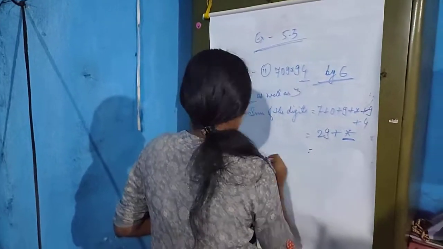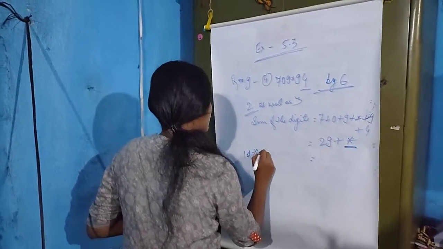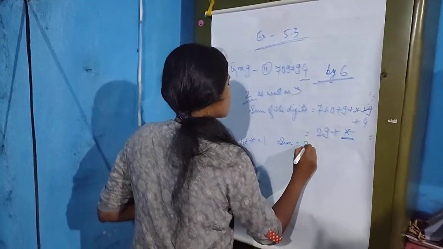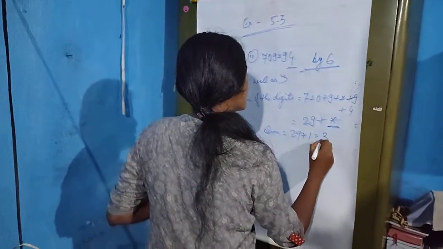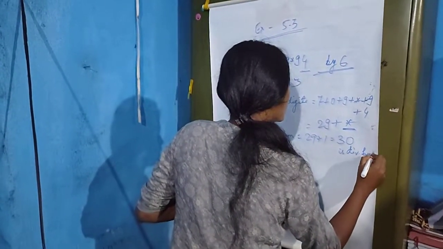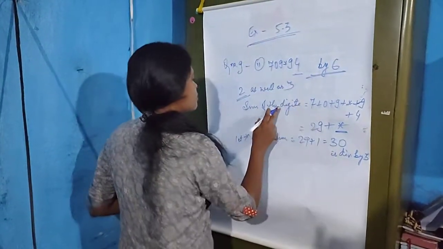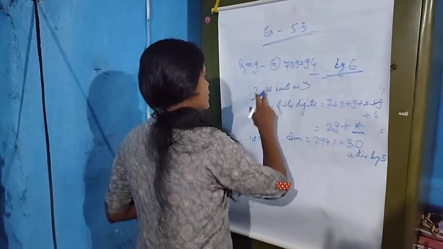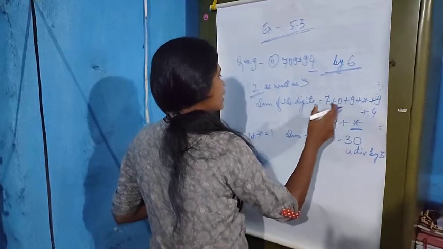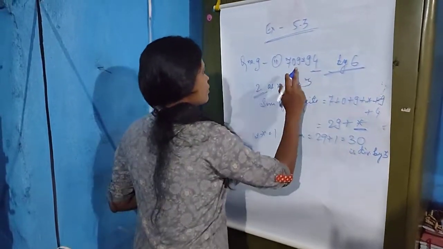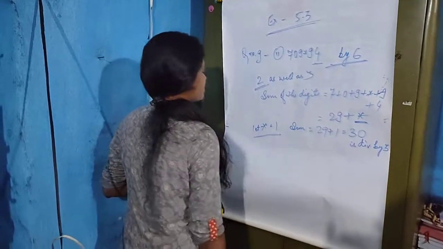Let star be equal to 1. If you take star equal to 1, the sum will be 29 plus 1, that is 30. And 30 is divisible by 3. Since both conditions are fulfilled, this number is divisible by 2, and by taking 1 here, this number is divisible by 3 also. So the value of star can be 1.